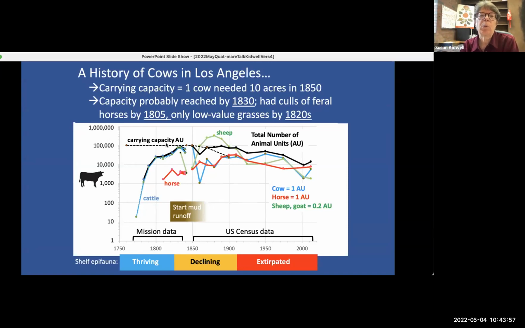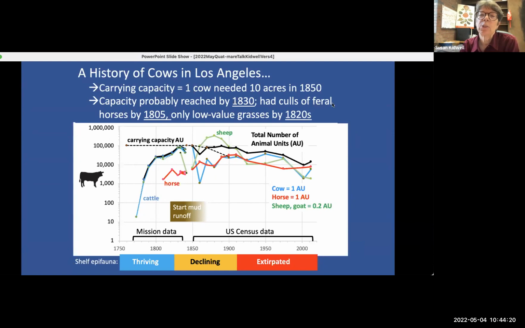And then I found a report that in 1850, you needed 10 acres to support one cow calf. And we had 1 million acres of coastal plains, so that meant the carrying capacity was 100,000. So it appears that these are minimal estimates of number of animals. So I think capacity was probably reached by 1830.